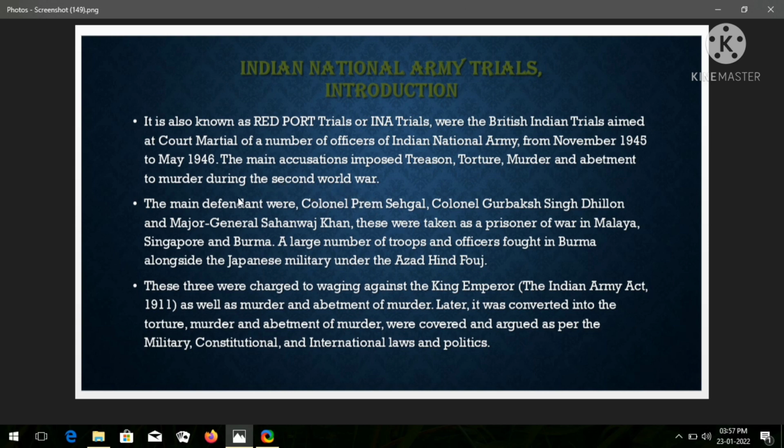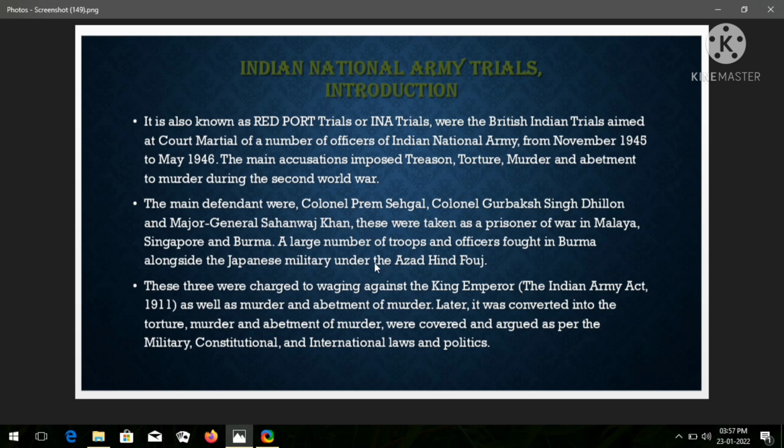The main defendants were as follows. The first one was Colonel Prem Sehgal, the second was Colonel Gurbakh Singh Dhillon, and the third was Major General Shahnawaz Khan. The interesting fact was that these three were from different religions: one was Hindu, one Sikh, and another Muslim.